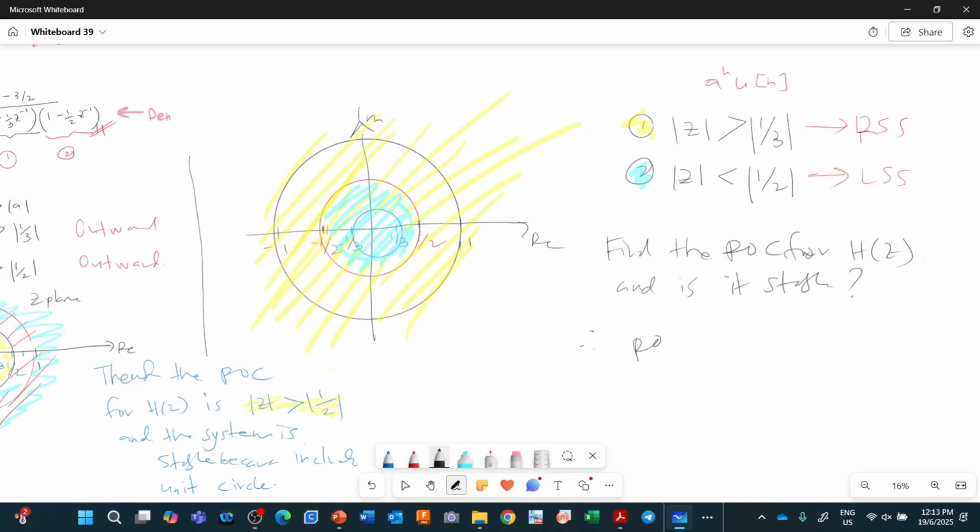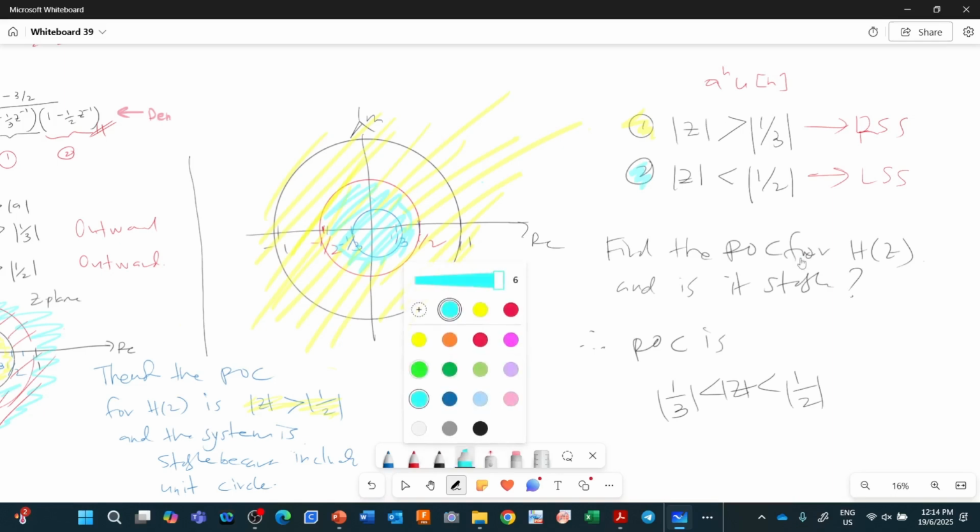So from here, what do you get? Therefore, the ROC is Z more than 1 over 3 and less than 1 over 2. So this is how you write the ROC. And from here, you might notice a donut shape. Basically you get a donut shape when you have one in a right-sided sequence and one in a left-sided sequence. One will be outward, one will be inward. And when both overlap, you get a donut shape or ring type.